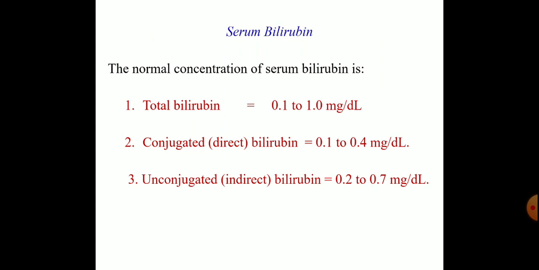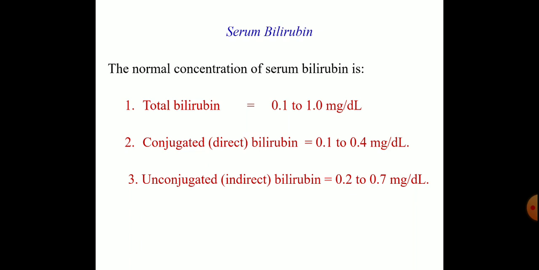Here, the conjugated bilirubin is also called direct bilirubin because the test used to assess the bilirubin levels is the Van den Bergh reaction. In the Van den Bergh reaction, bilirubin reacts with diazotized sulfanilic acid to form a purple colored complex called azobilirubin.